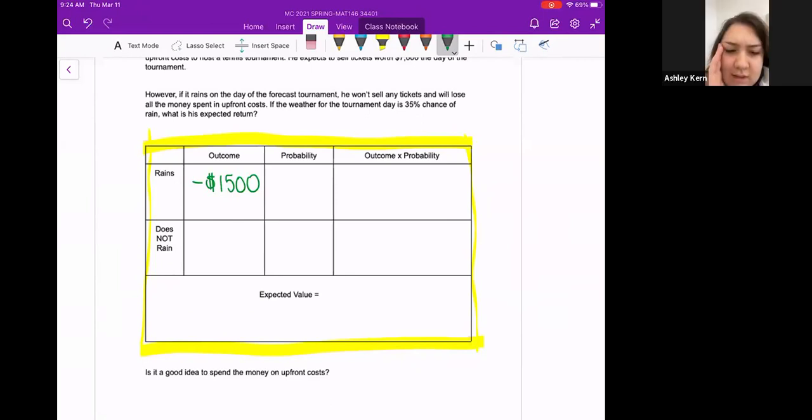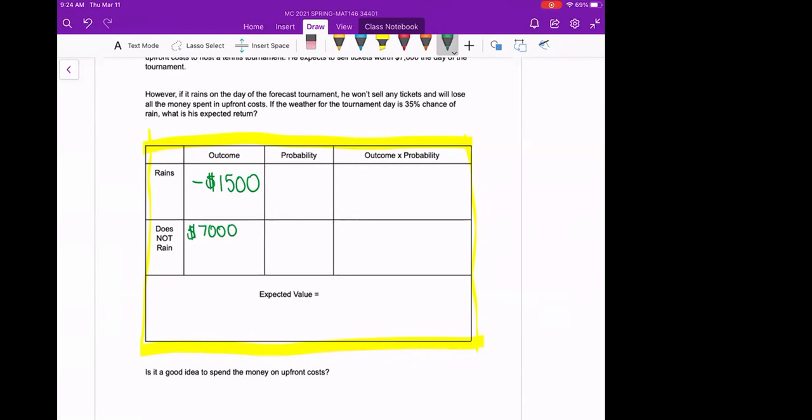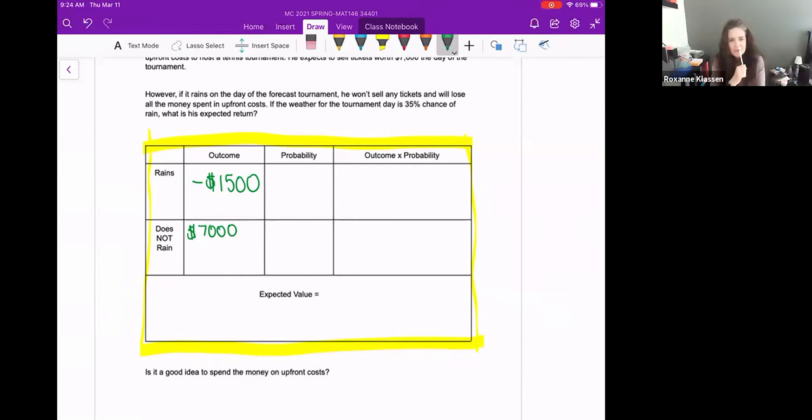Would the does not rain be the $7,000 or would we add the $1,500 on top of the $7,000? Great question, Ashley. We know he's going to sell $7,000 worth of tickets, but what do we know about that $1,500? That's the upfront cost, Jende. So does he get that $1,500 or does he pay that $1,500?